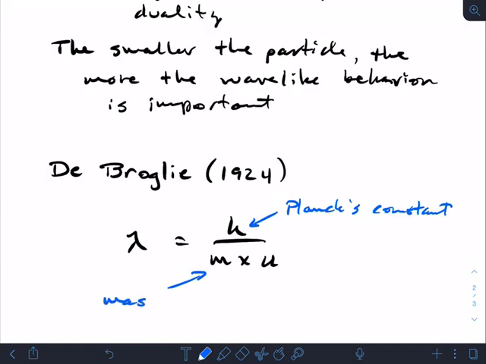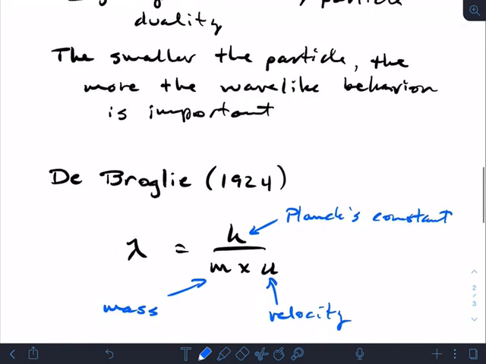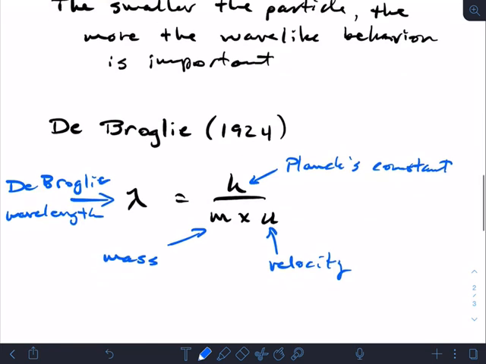That's Planck's constant, mass, velocity, and this thing is called the de Broglie wavelength. Okay?